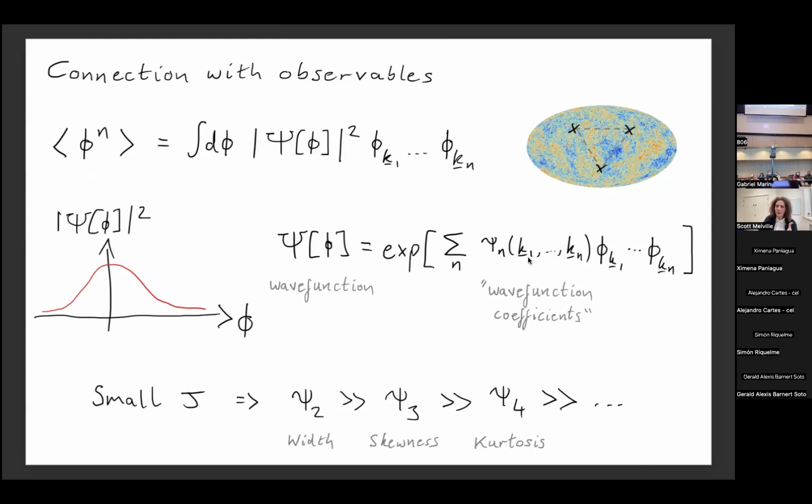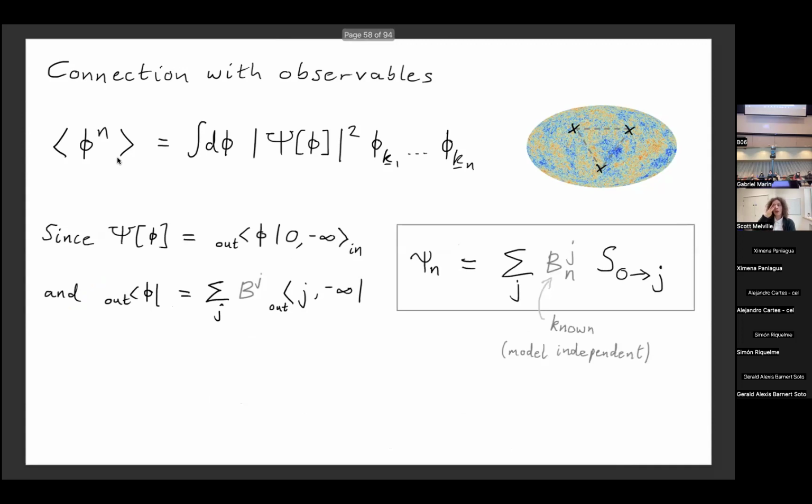The reason we parameterize it this way is that, if the interactions during inflation are small, then this wave function is very close to being Gaussian. Small interactions means that the Gaussian width is much bigger than the skewness of the distribution, which is much bigger than the kurtosis, and so on. So there's a natural perturbative ordering of these different wave function coefficients. Conventionally, if you compute the wave function coefficients, then you can do this integral and compute the correlation that you would expect in the CMB.